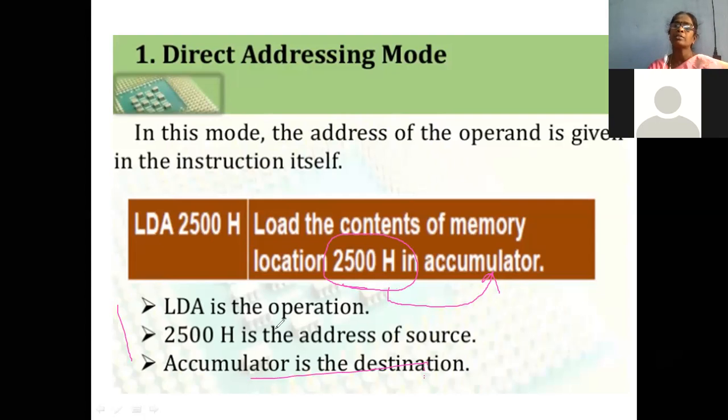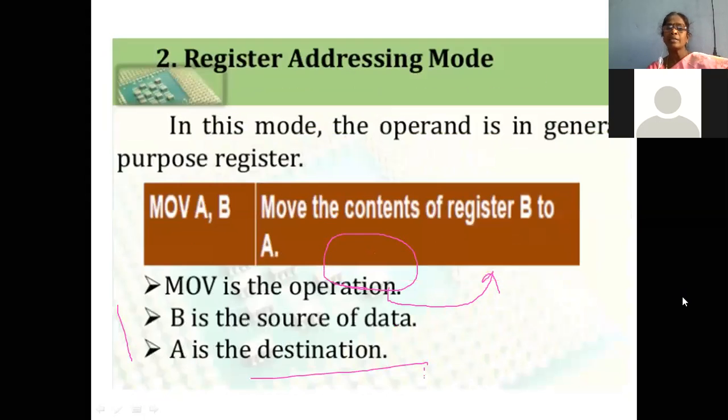Okay, and next one, register addressing, MOV A comma B. Okay, so here the operation is move, source is B register and destination is A. Move the contents of B register to A. Okay, so this is called register addressing. Here we have used only registers. That's why this is called register addressing mode.